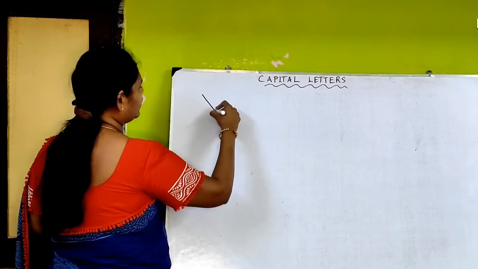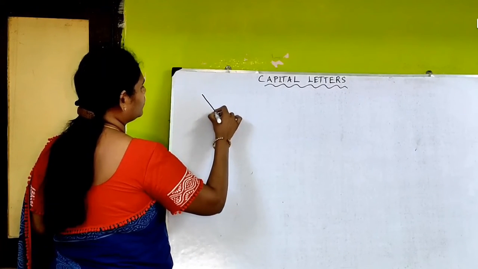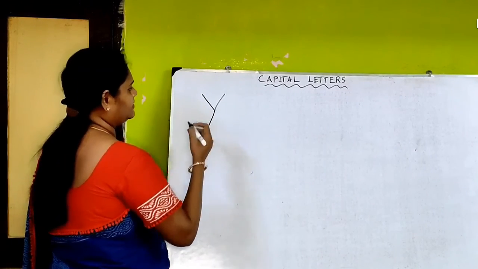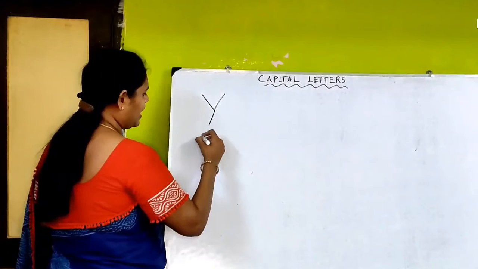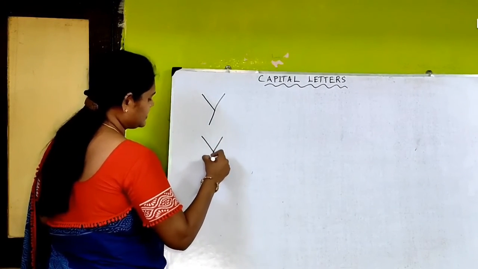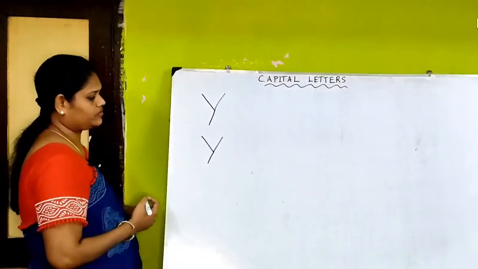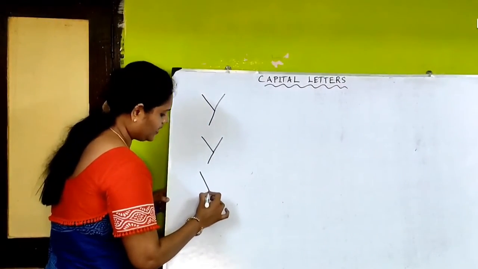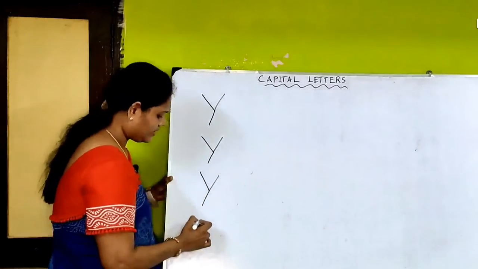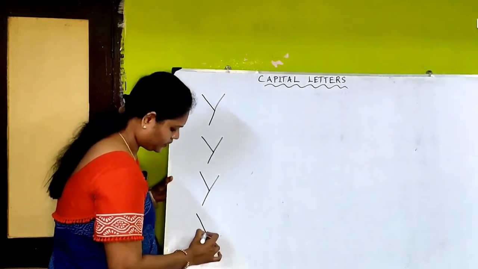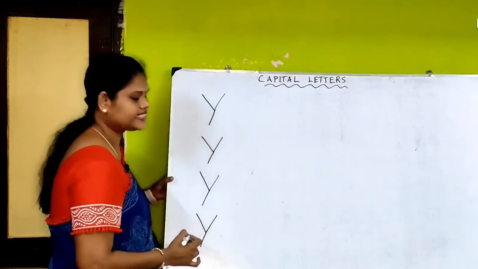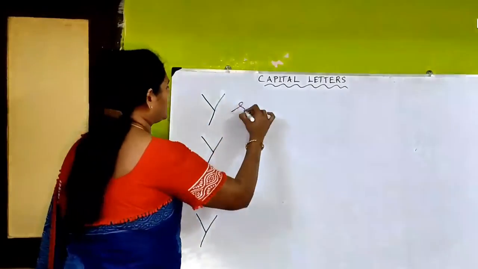The next capital letter is the letter Y. Up to down and down to up lines. Just extend this line. That's all. I repeat, up to down and down to up lines. Extend this line. This is the letter Y.